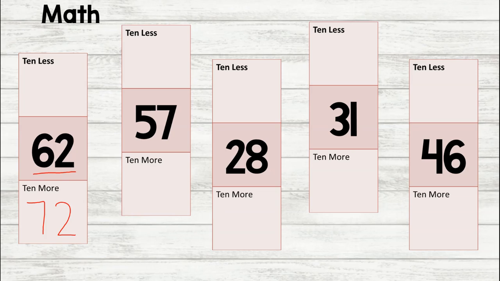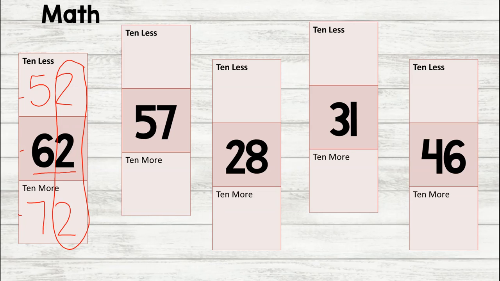Now if we want to find 10 less, we're going to go the opposite direction. We're going to go up in the column. So go back to 62 and go up one, and you'll find the number 52. Now, remember how in calendar we talked about how the ones number doesn't change, but the tens number changes. It's like we're counting 5, 6, 7.